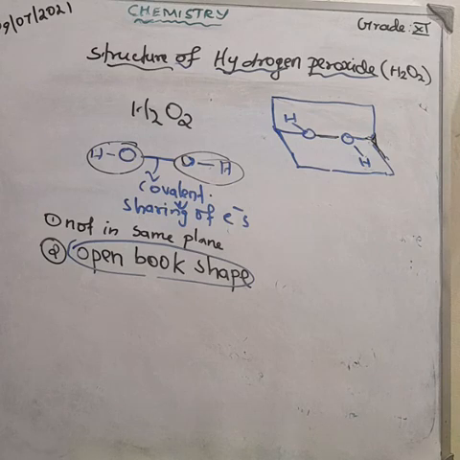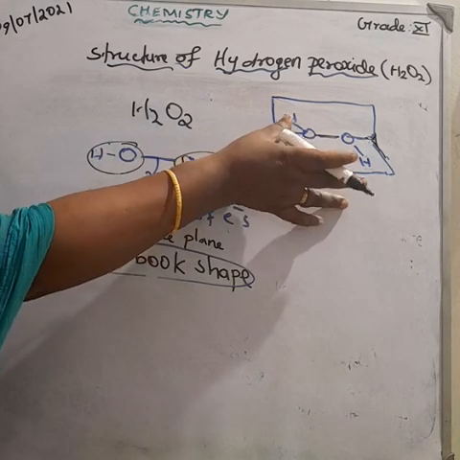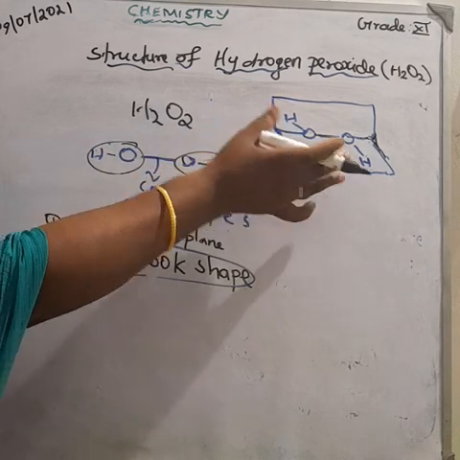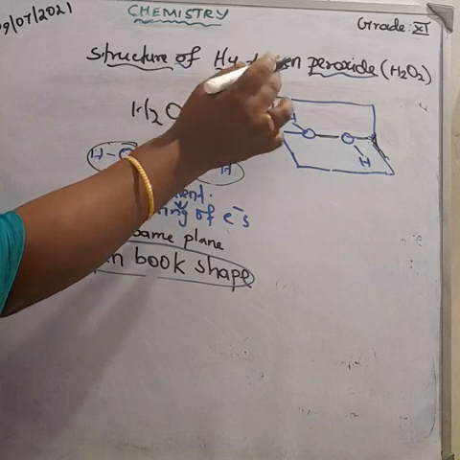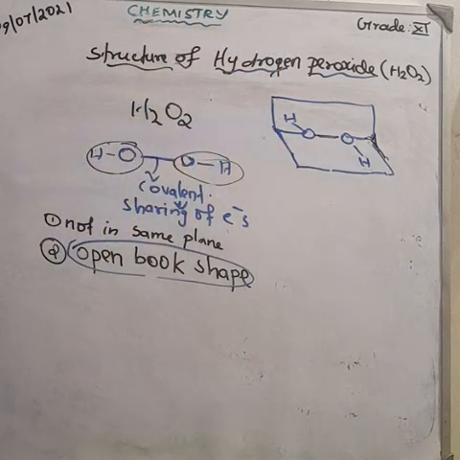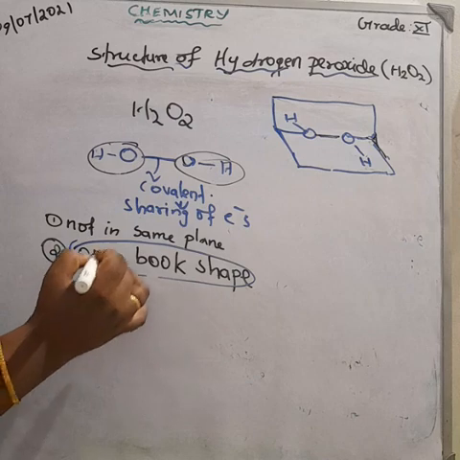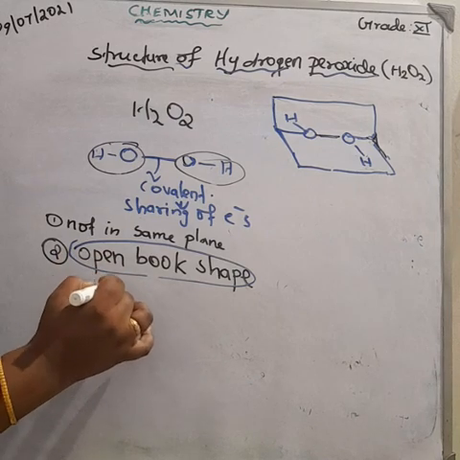Understand? So what is the reason for this skew conformation? It is due to the repulsive interaction of the OH bonds with the lone pair of electrons on each oxygen atom. So these are the two oxygen atoms.